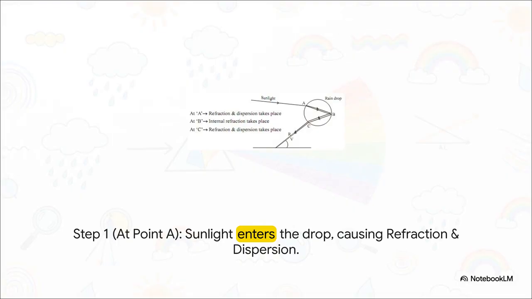Okay, let's focus on step 1 at point A in the diagram. When sunlight enters the raindrop, it's moving from a rarer medium, air, to a denser medium, water, so it bends. This bending is called refraction. At the very same moment, the white light also splits into its 7 colors, and this, of course, is dispersion. So both refraction and dispersion happen together as soon as light enters the drop.